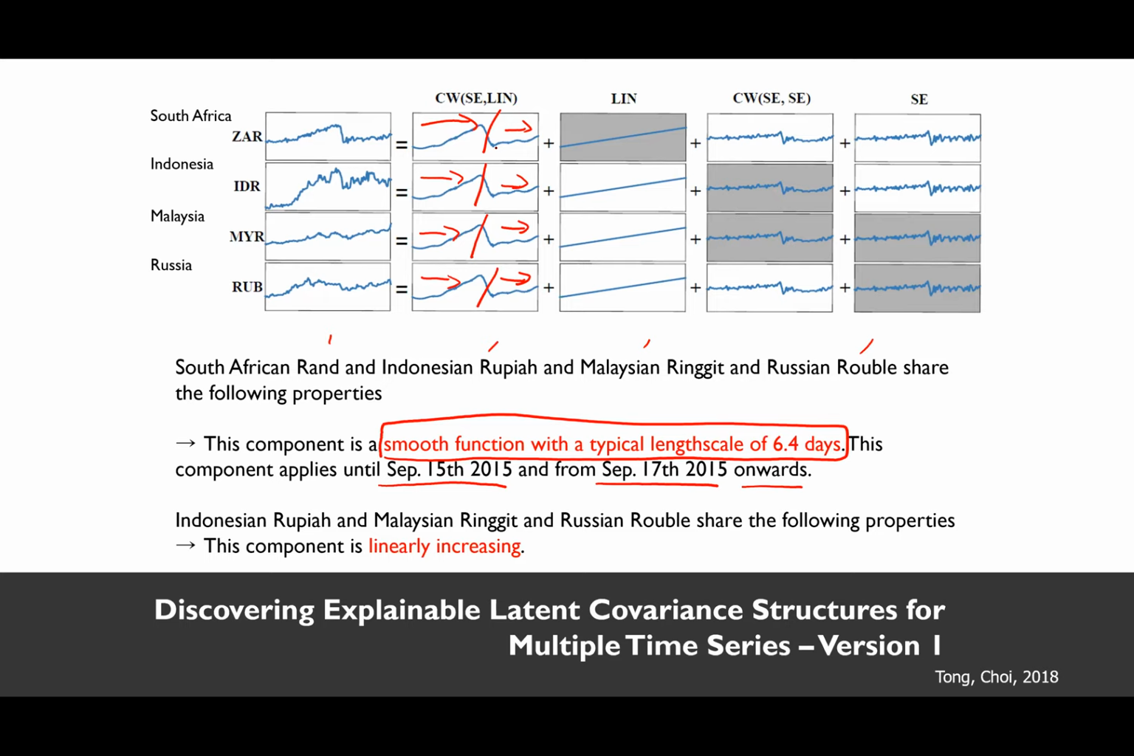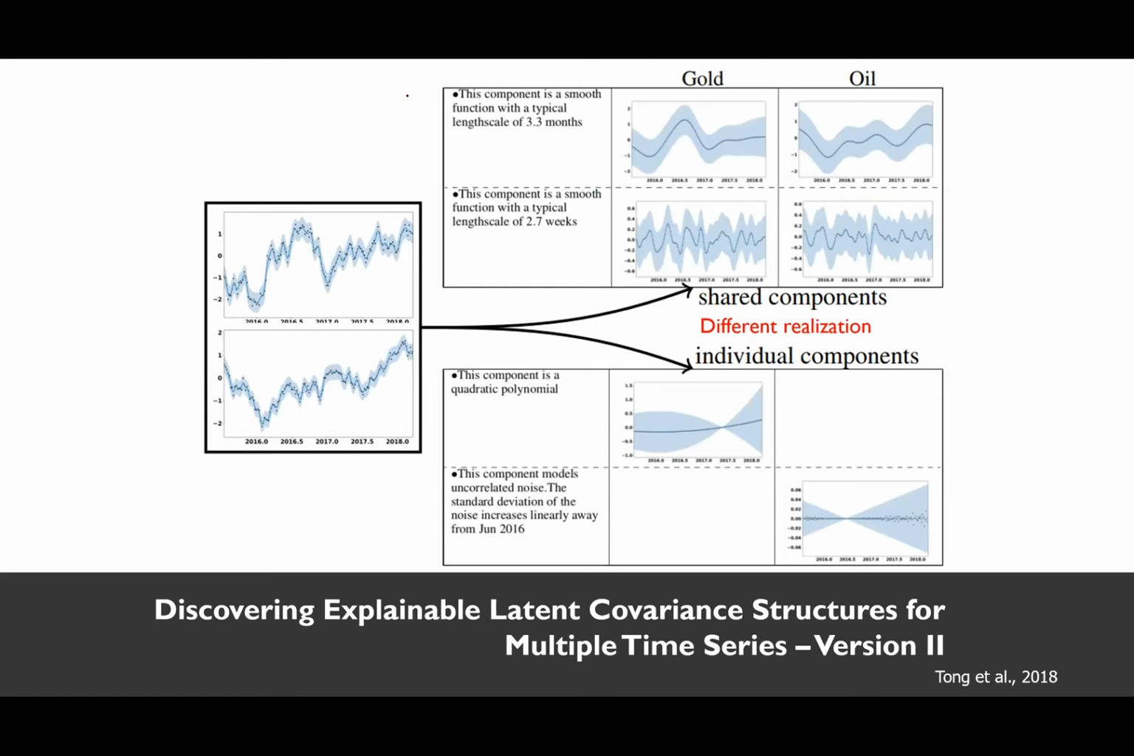So this component applies from a specific day to a specific day by finding the temporal position. The Indonesian, Malaysian, and Russian currencies have a linear pattern, but the South African one does not follow it. You can see the South African has a big drop and jump here, so it may not fit the linear pattern very well. So then we can discover the latent covariance structure.